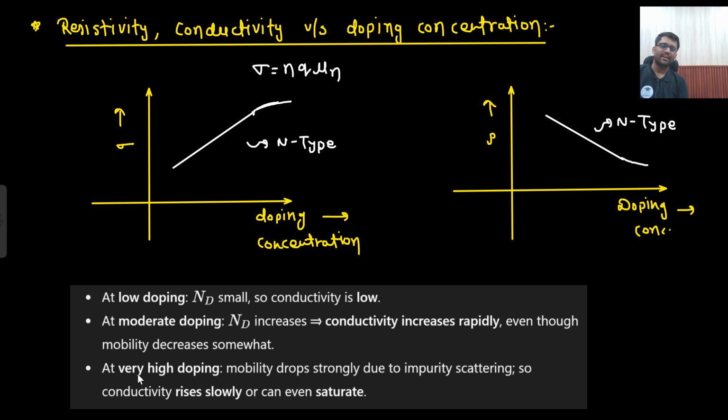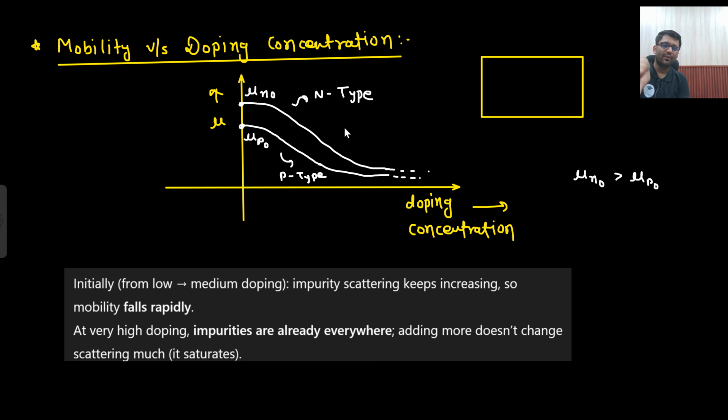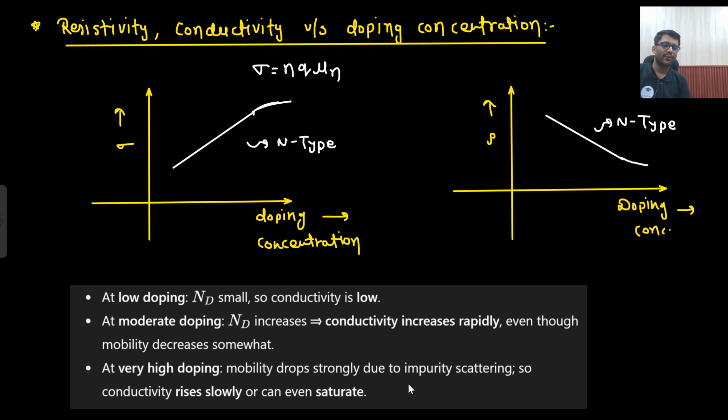What is written is that at very high doping, mobility drops strongly due to impurity scattering, so conductivity rises slowly or even can saturate. But notice the word rises. So it will always rise. It can saturate or it can rise, but it will never decay. So if this kind of curve comes in the examination, you will only see in which graph there is no decay. If there is no decay, that answer will be correct.